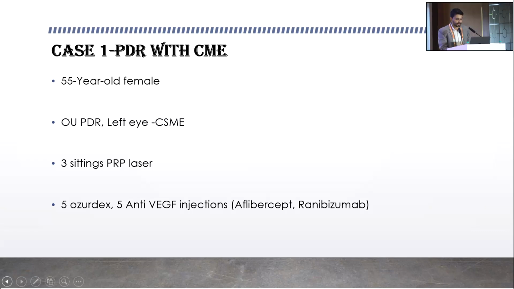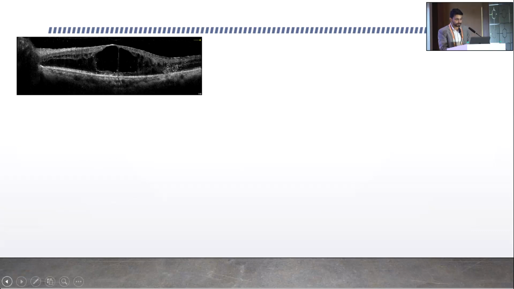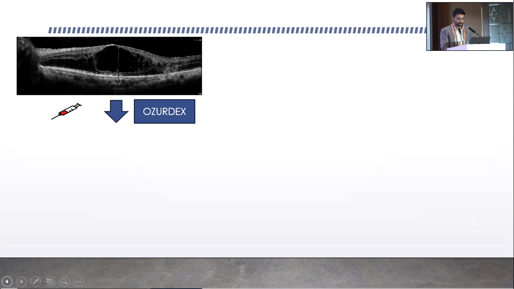She has a left eye CSME. 3 settings of PRP laser had already been done. She had received multiple anti-VEGF injections elsewhere. She came to us, we started with anti-VEGF, aflibercept and ranibizumab were given, and then we shifted to Ozurdex. This is a representative OCT showing CME. At this juncture, we gave Ozurdex to the patient.